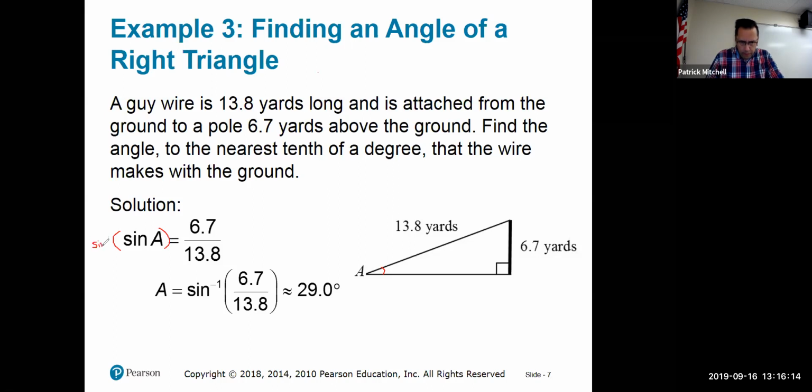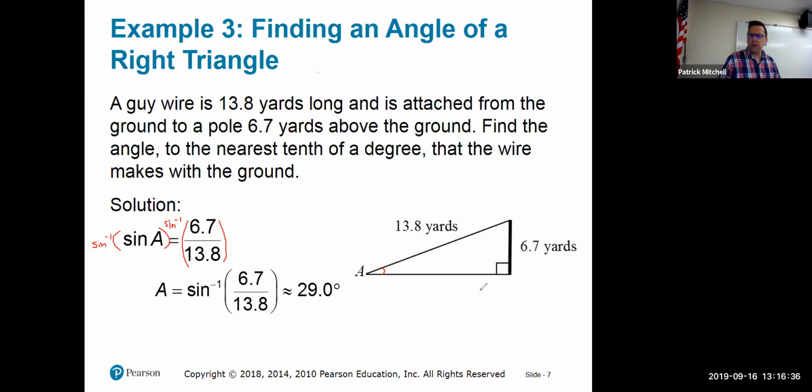Now, if you're doing an actual word problem, I don't think you generally have to worry about that sort of wonky domain stuff that we talked about at the end of 4.7.